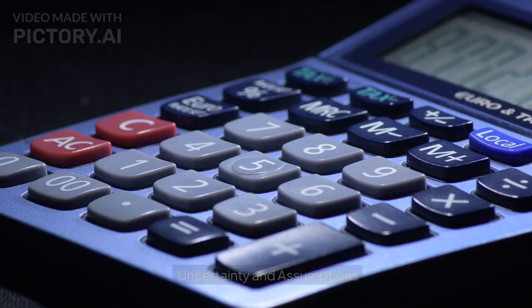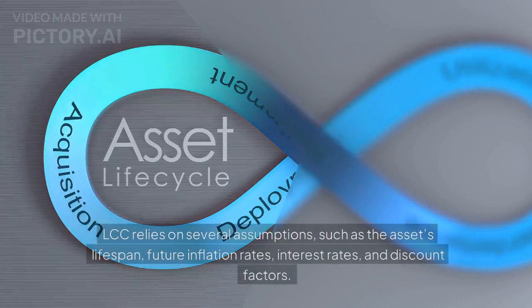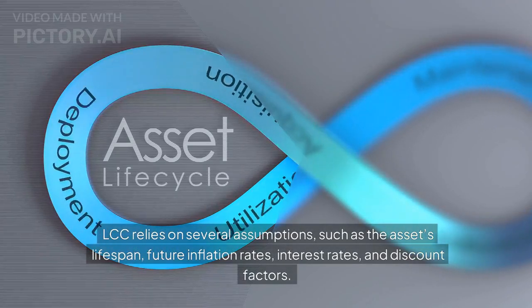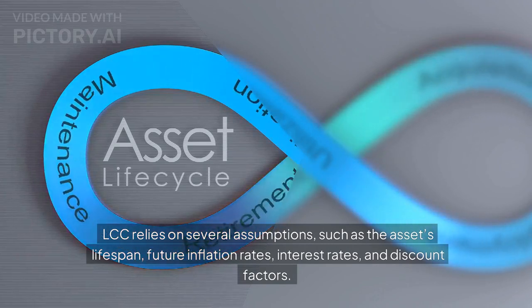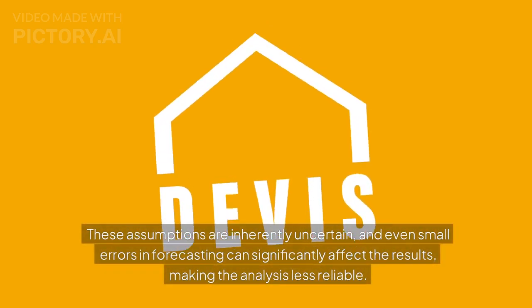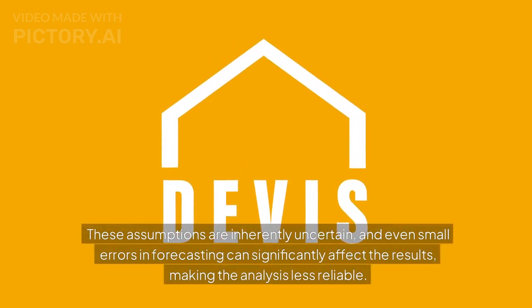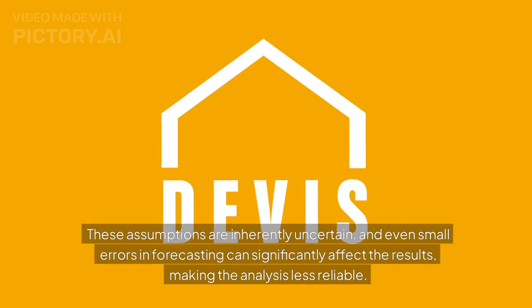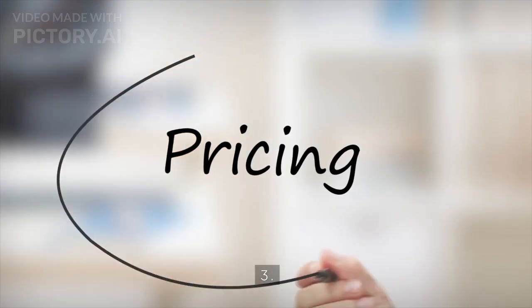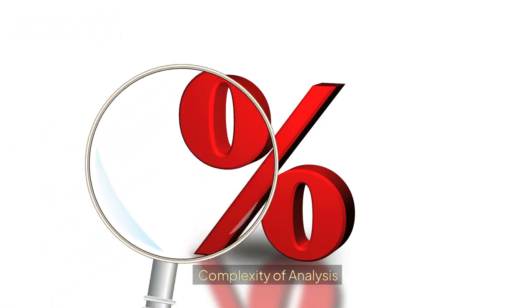2. Uncertainty and assumptions. LCC relies on several assumptions, such as the asset's lifespan, future inflation rates, interest rates, and discount factors. These assumptions are inherently uncertain, and even small errors in forecasting can significantly affect the results, making the analysis less reliable.